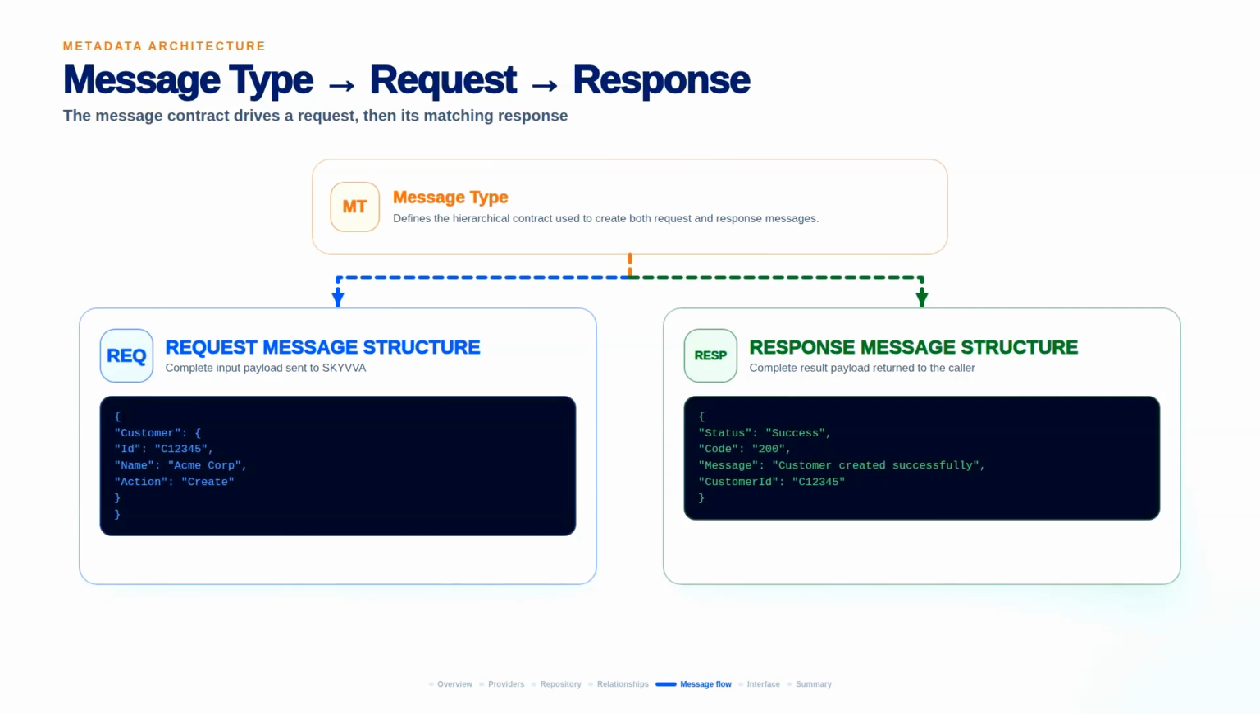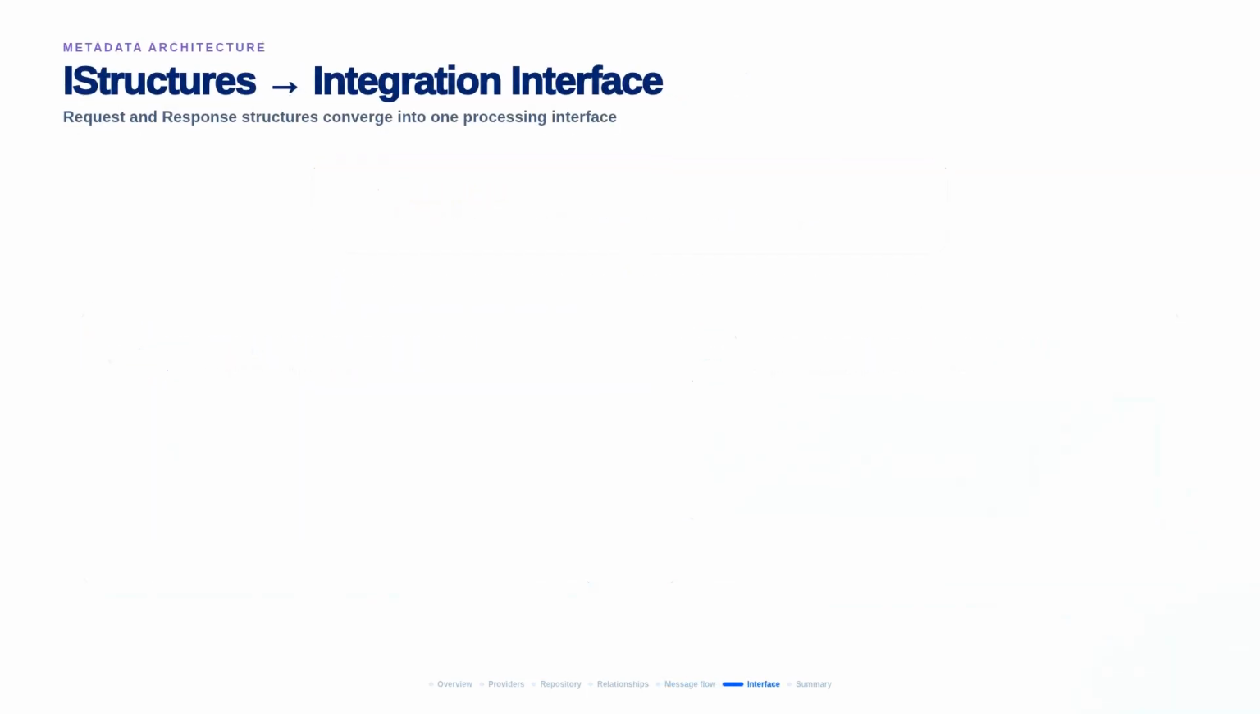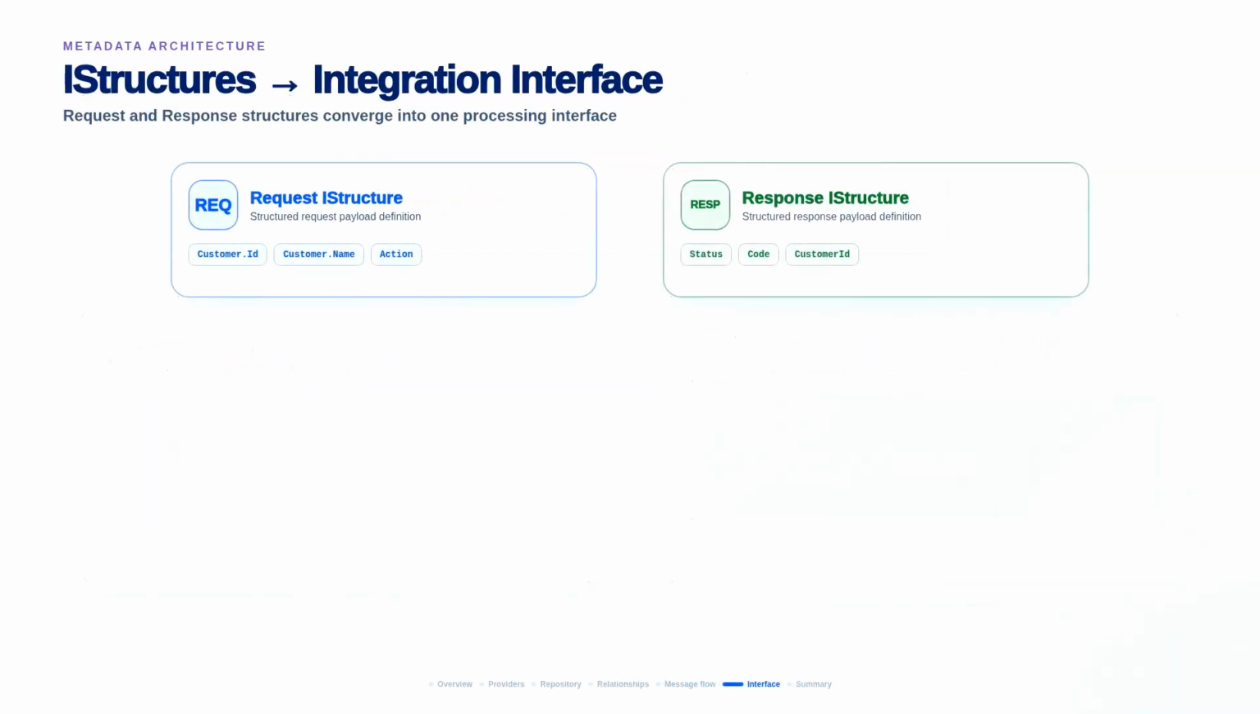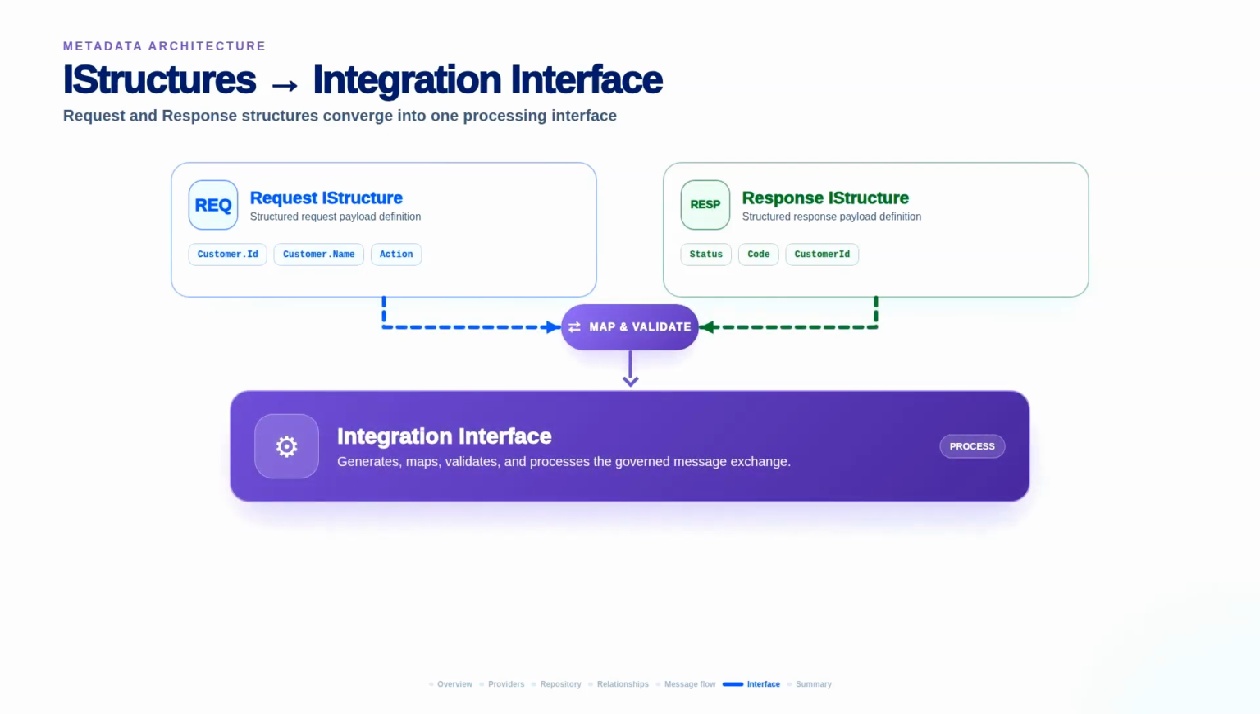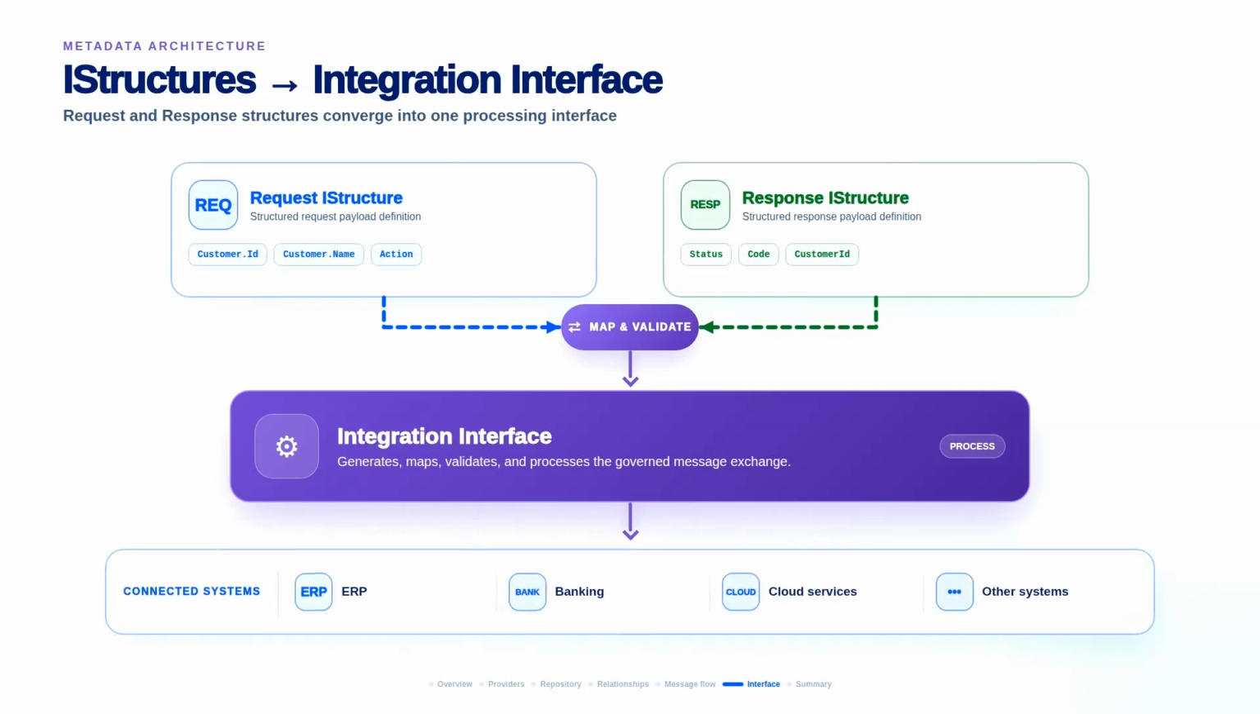For SOAP and REST integrations, message types can define both request and response structures. They can also represent nested and hierarchical data, such as an account containing multiple contacts. For example, the request IStructure defines the data sent to the external system, while the response IStructure defines the data returned from the external system. Both structures are used by the integration interface, where the data is mapped, validated, and processed. The interface then manages the message exchange with connected systems such as ERP, banking, cloud services, and other external systems.